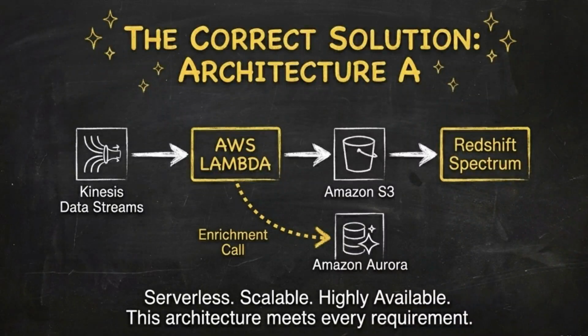So Kinesis data streams receives the Clickstream. AWS Lambda processes events, queries Aurora, enriches the data. Amazon S3 stores the enriched data. Redshift Spectrum allows analysts to query the data. All serverless, highly available, scales automatically. Option A is the correct answer.